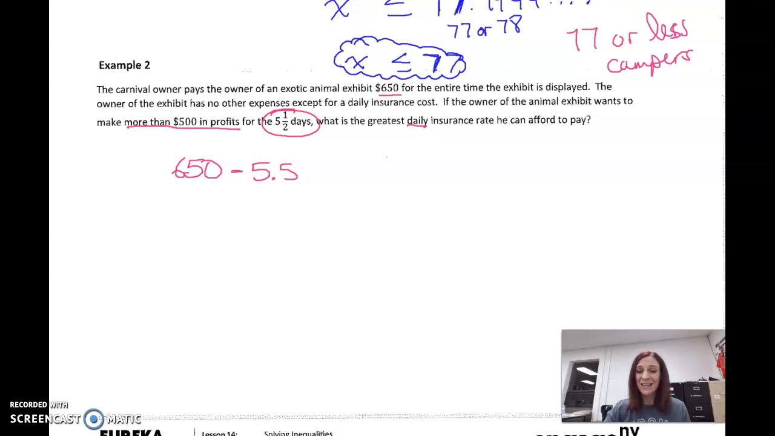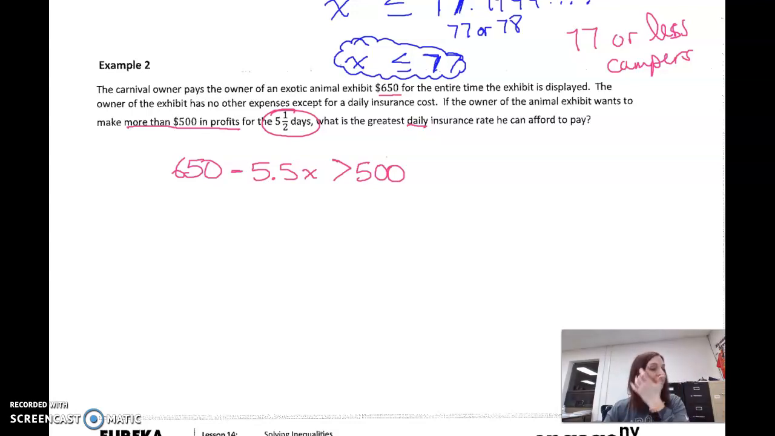Okay. Since it's a daily rate, I have to multiply this, and I'm just going to multiply it by X. Okay. So if it's $10, I have to pay $10 for 5.5 days. If it's $20, I have to pay $20 for 5.5 days. If it's $100, I have to pay $100 times 5.5 days because it's the daily rate. I want to make more than $500 in profit. More. So this has to be greater than. Okay. So can it be equal to 500? Is 500 more than 500? No. So we're just going to leave it as greater than.